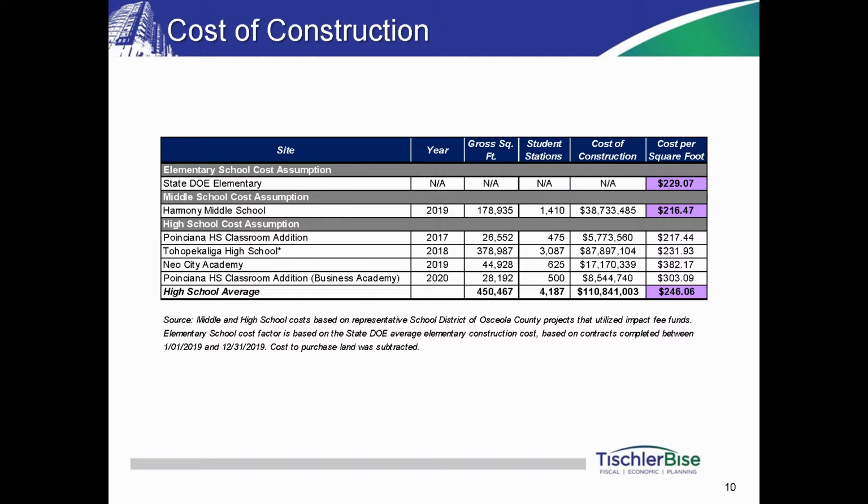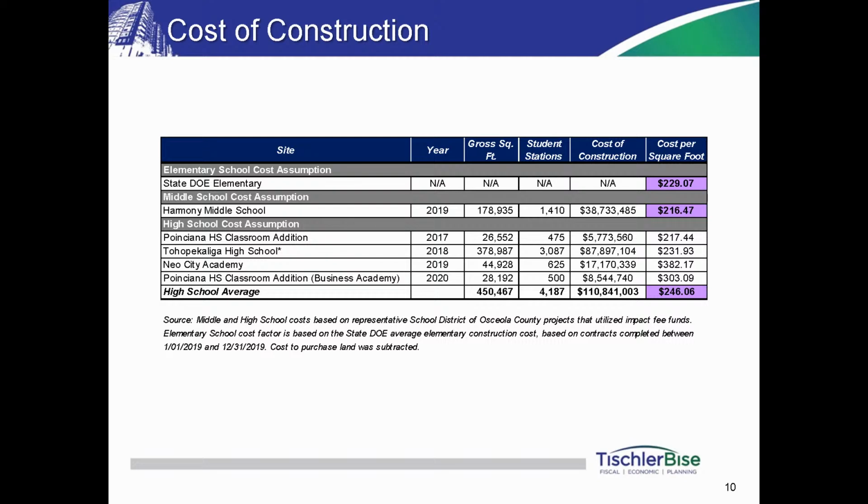Now, I'm curious, what's the state DOE average then? Because you used it for the elementary school because we didn't have a project. How do we benchmark it? What year is that DOE data for? The most recent one actually just came out today, or yesterday, so we haven't looked at that. The presentation was already put together. They're always a few years behind.